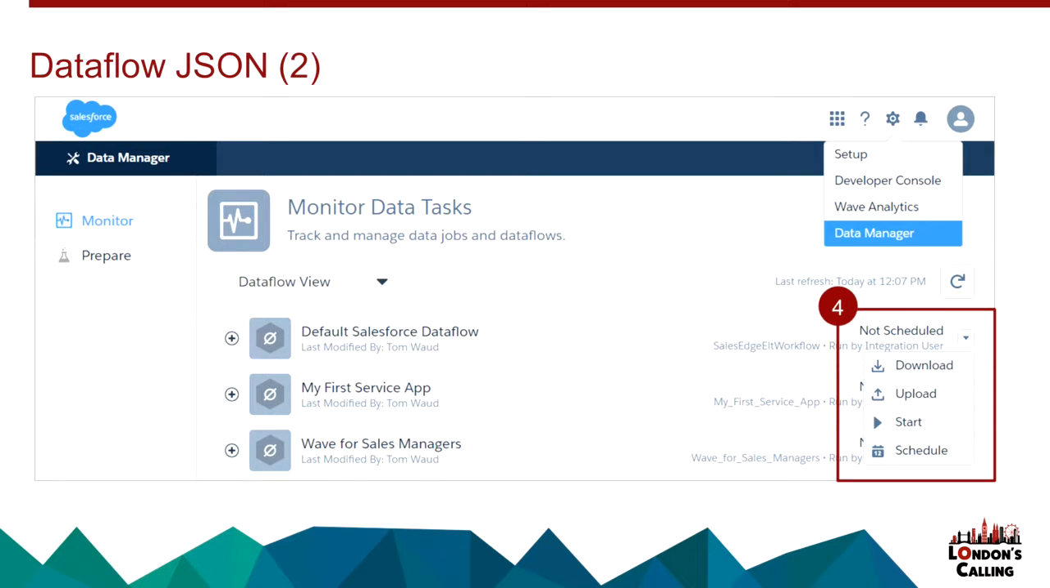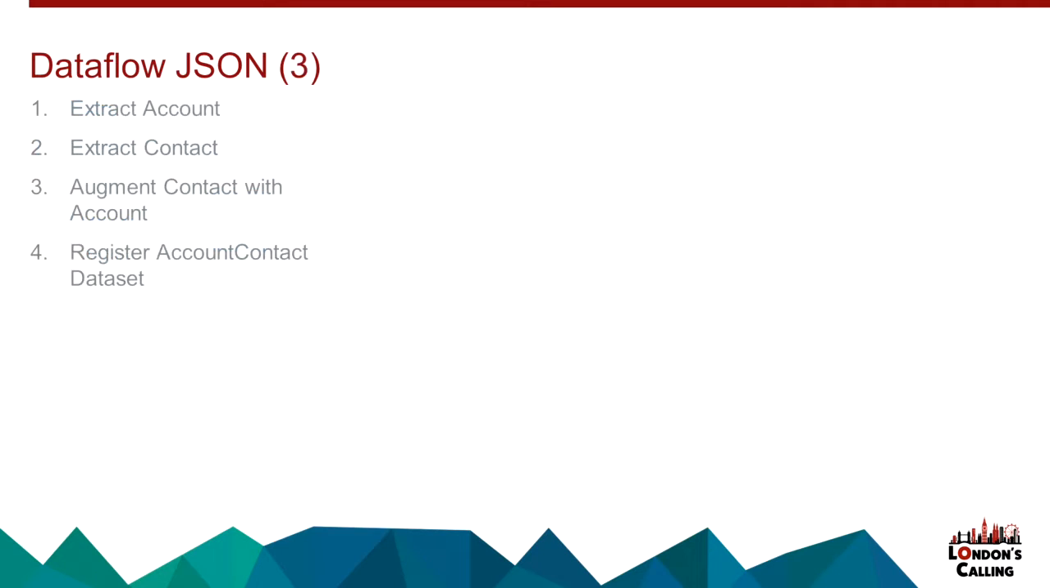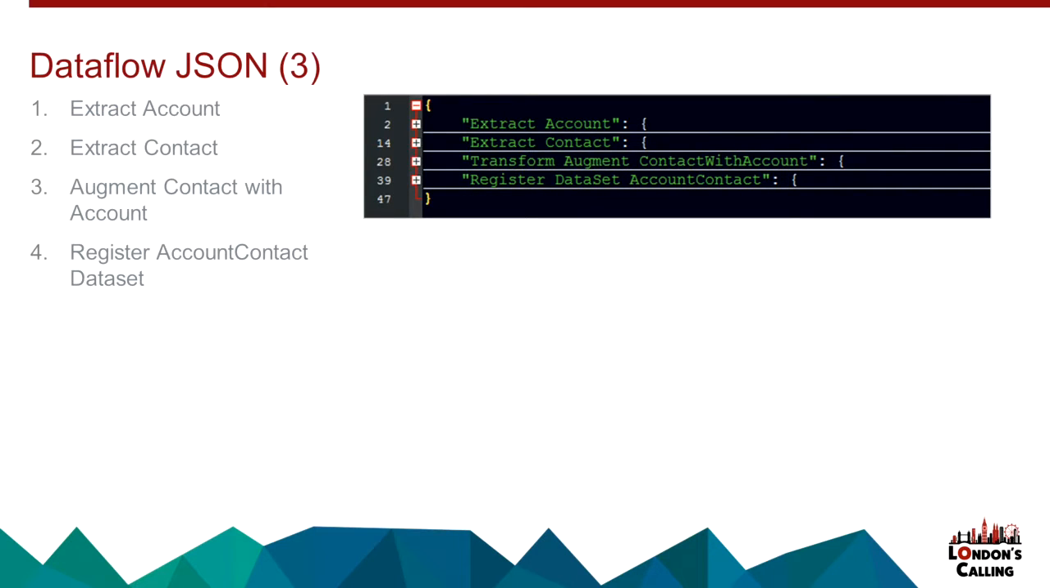I can then get to the JSON file for that data flow by using the drop-down menu on the right. So I can download it, make my modifications and re-upload it. And once I'm happy with it, I'm probably going to start it or schedule it so that it runs on a repeat basis. Taking a closer look at what one of these files looks like, this very basic example is extracting accounts, extracting contacts, combining them together, and then registering that as a data set so that I can build reports off the back of it.